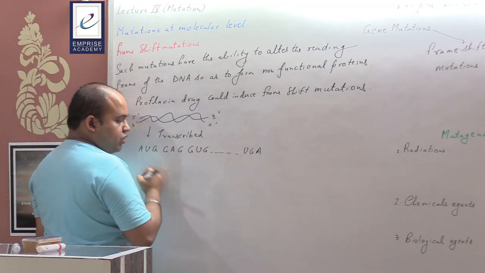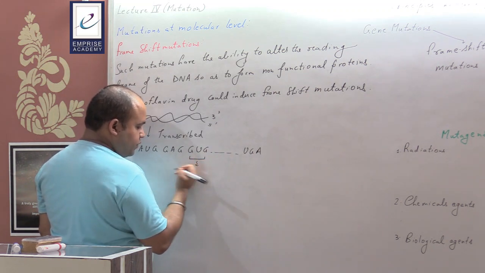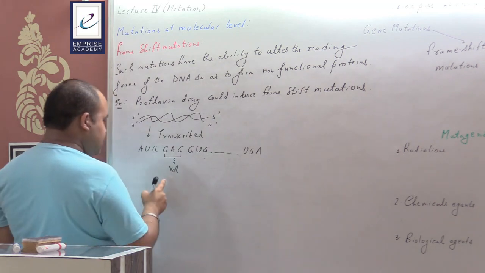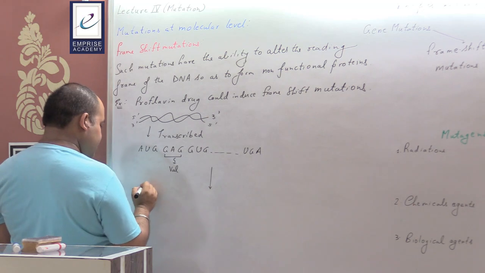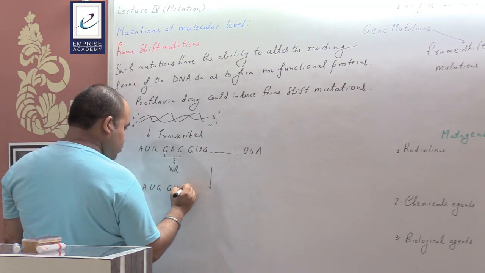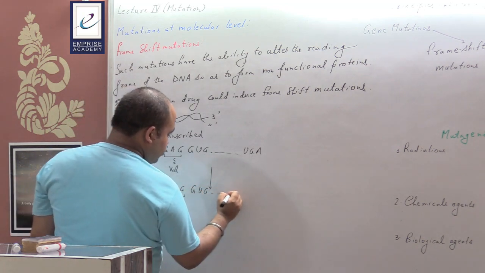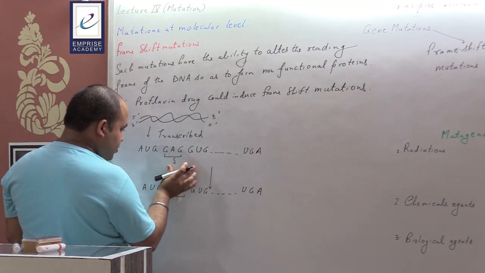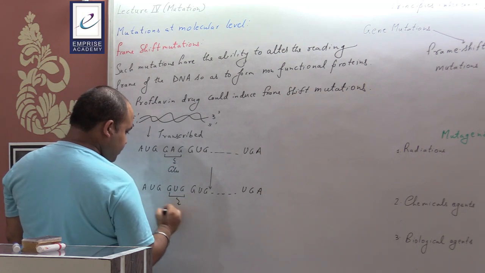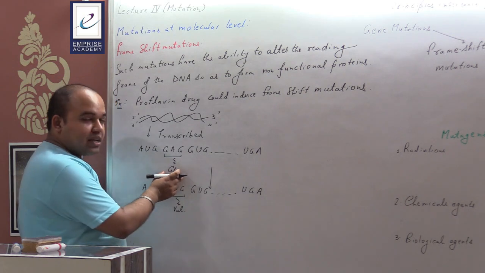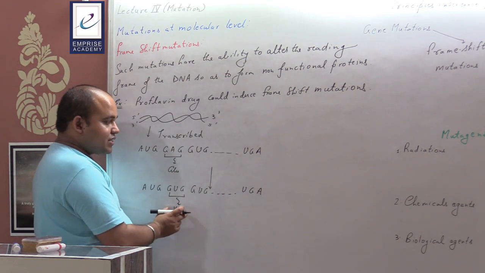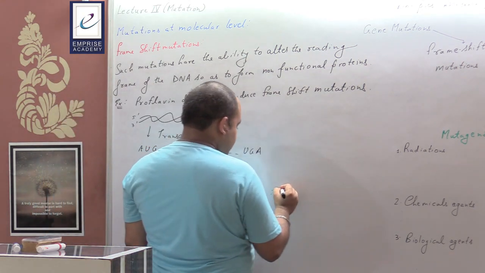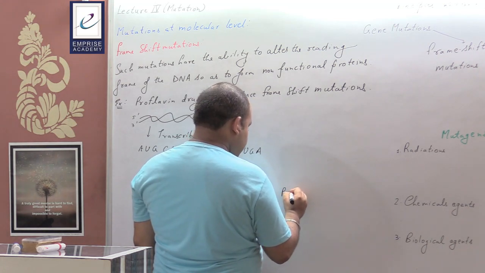If there is a change in the nucleotide, for example GAG, which was coding for glutamate, has been replaced by a mutagen to GUG. GAG is coding for an amino acid called glutamate, and GUG encodes for an amino acid called valine. So glutamate is getting replaced with valine, then such a protein will be non-functional.